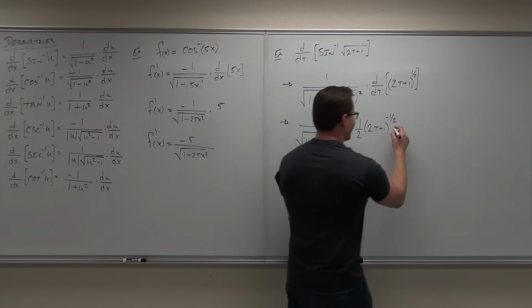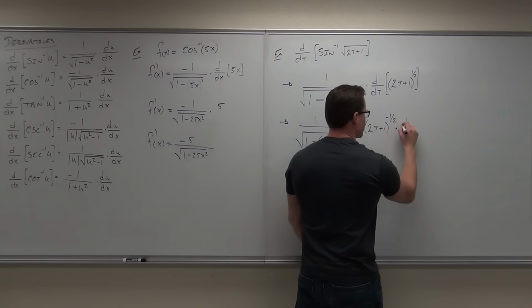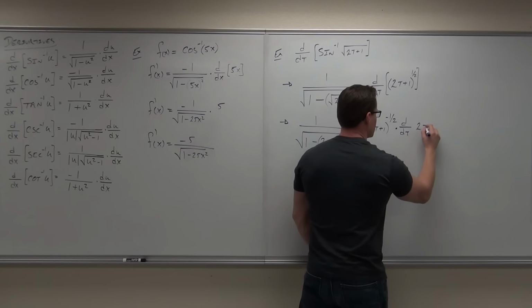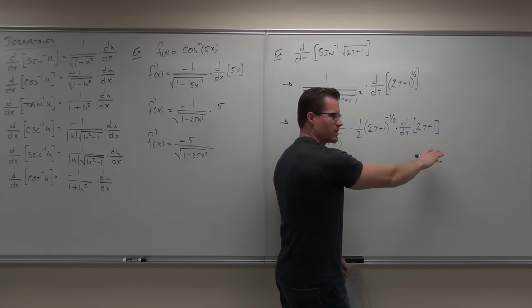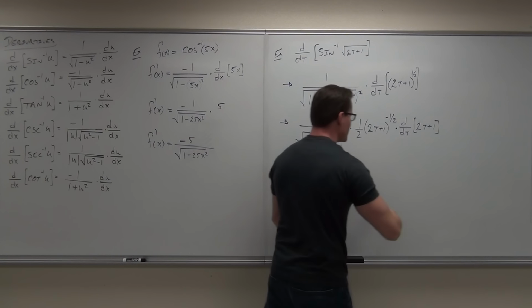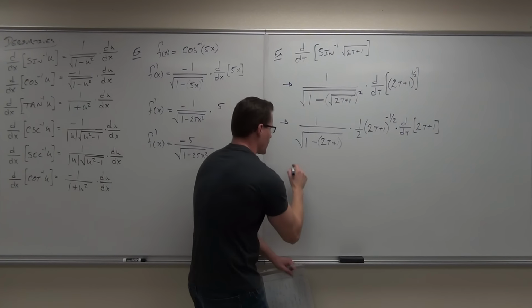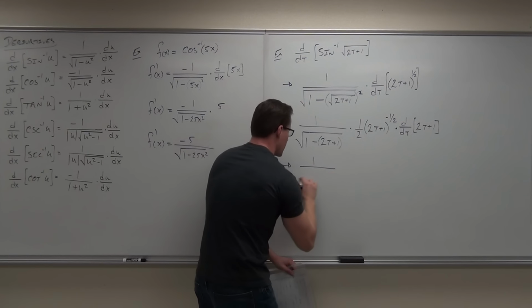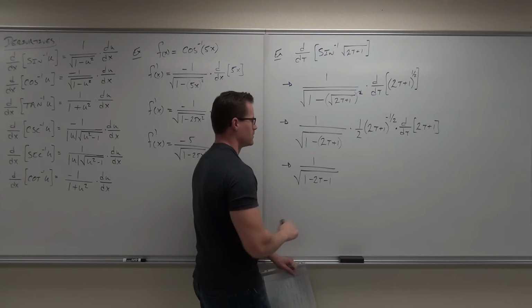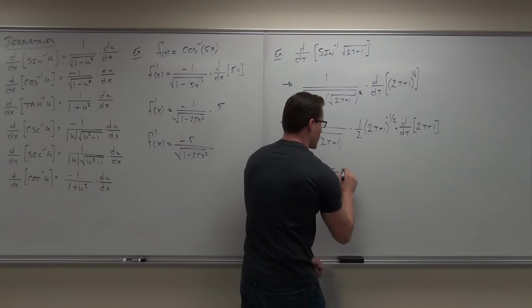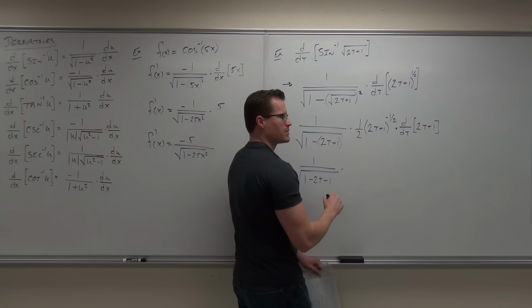All right. Times what? Derivative of 2t plus, finally, oh my goodness. Do we need a chain rule for this one? No. This is easy. Okay, we finally got down to an easy one. So we've got a 1. We've got a square root. We've got a 1 minus 2t plus 1 minus 1. Let's start cleaning this up just a little bit.